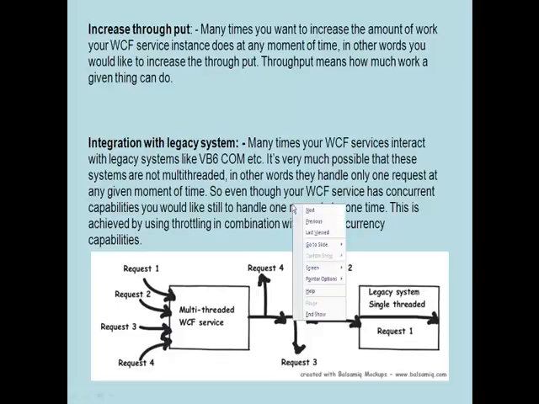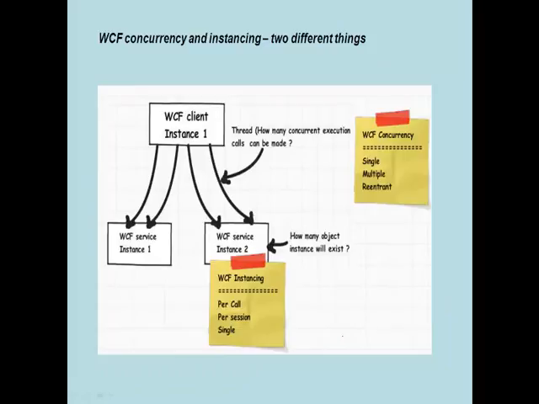Now what happens many times is it's possible that your WCF service is interacting at the backend with some COM components or some legacy components which are not multi-threaded, but are single-threaded by themselves. So what you would like is to use WCF throttling and the combination of WCF concurrency to limit the number of requests which is sent to the single-threaded component or single-threaded application. So there are two reasons why you would like to use WCF concurrency and throttling. First is definitely you would like to increase the throughput, and second is you would like to integrate with legacy systems. So in other words, you would like to make your WCF service compatible with the legacy systems.